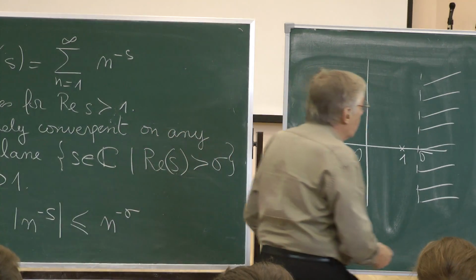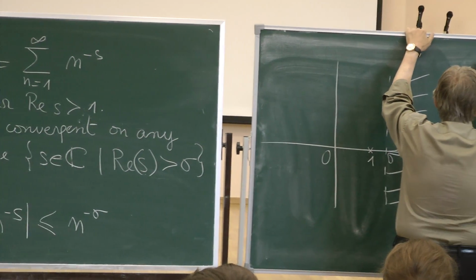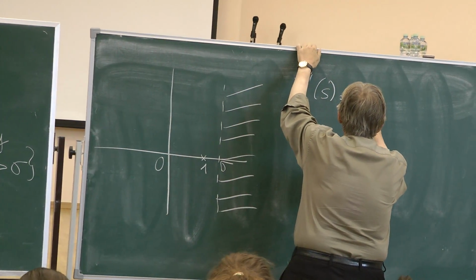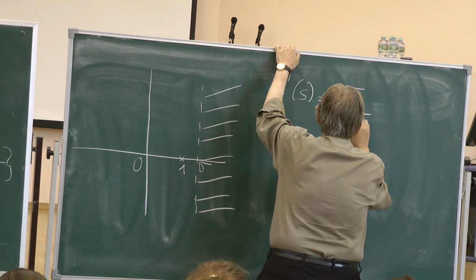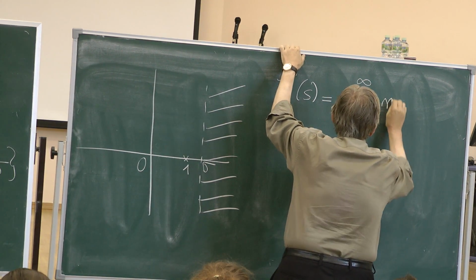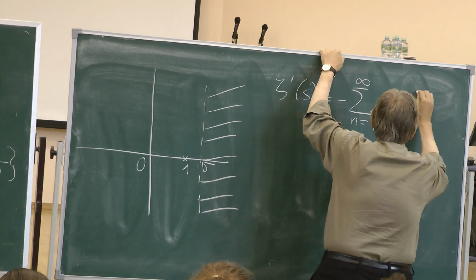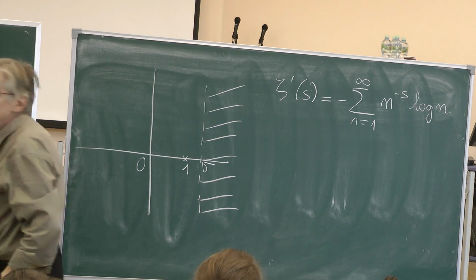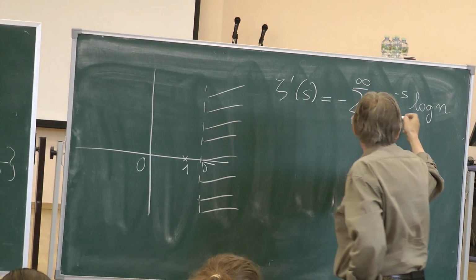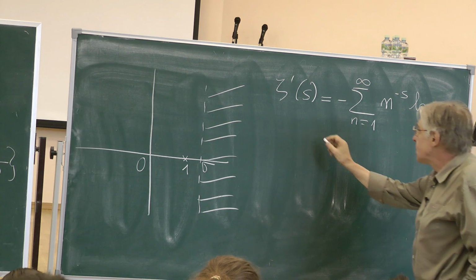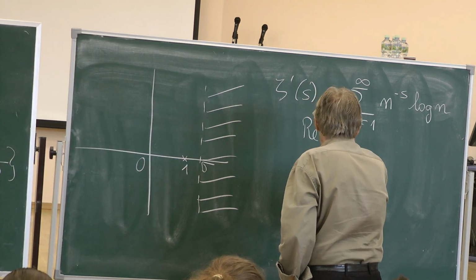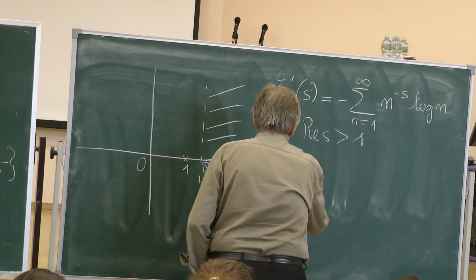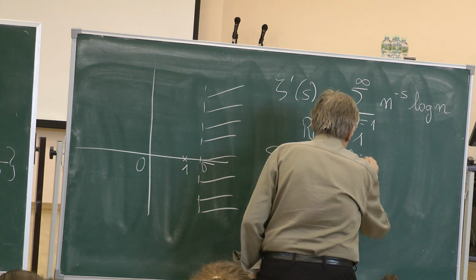Let us just write the first derivative. Zeta prime of s is equal to, taking the first derivative with respect to s, minus the sum for n going from 1 to infinity of n to the minus s log n. Because the derivative of n to the minus s, which is e to the minus s log n, is indeed minus log n times n to the minus s. So this is valid for real part of s larger than 1. And the same is true for higher derivatives.